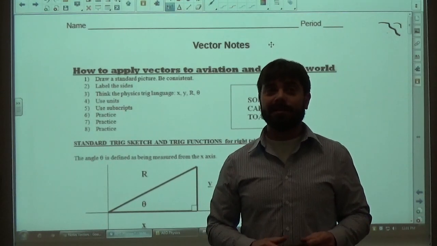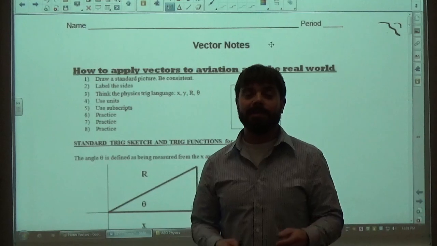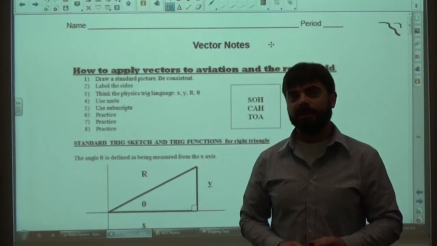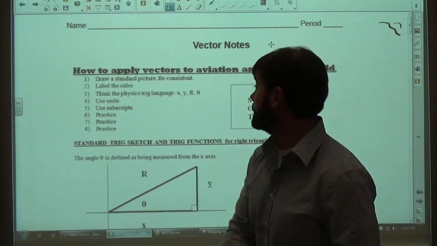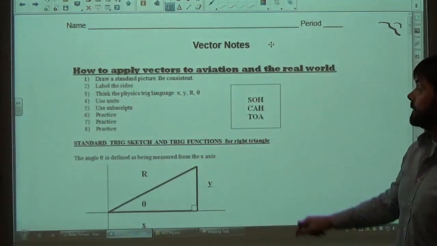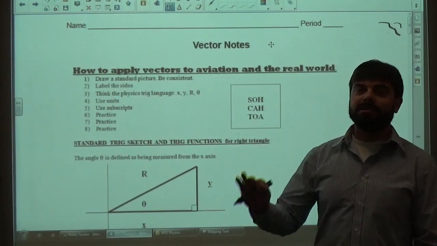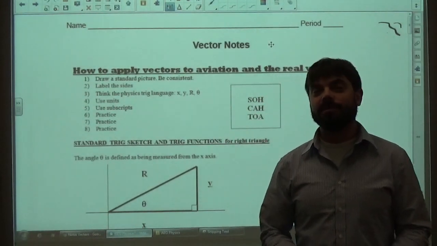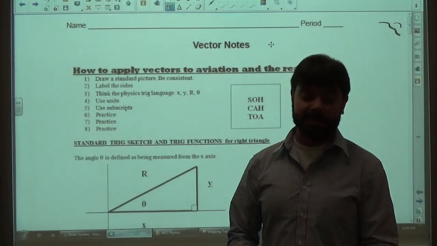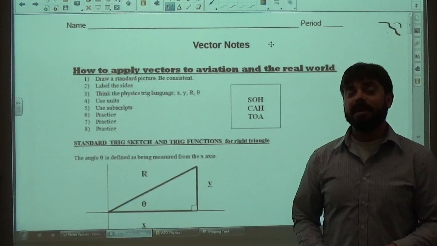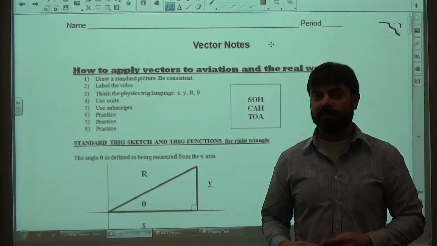So a lot of this is going to be just mathematical applications of vectors, and I'll show you guys later on how that applies to everything that we're learning. So to get started, if you take a look at your notes, the three trigonometry functions that you guys are going to have to use are sine, cosine, and tangent. A lot of what we do when we're dealing with two-dimensional motion or forces is try to break things into right triangles.